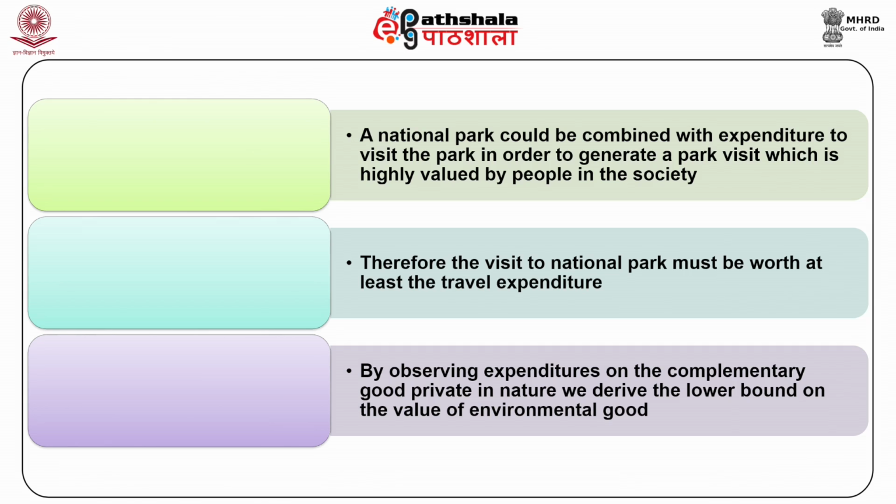By observing expenditure on the complementary good, private in nature, we derive the lower bound on the value of the environmental good. One version of the household production approach is the household health production function. It can be used to estimate the value households place on benefits of reduced morbidity and mortality due to reduction in air and water pollution. When the health changes occur as a result of environmental factors, the change in the productive activity can be measured and valued.